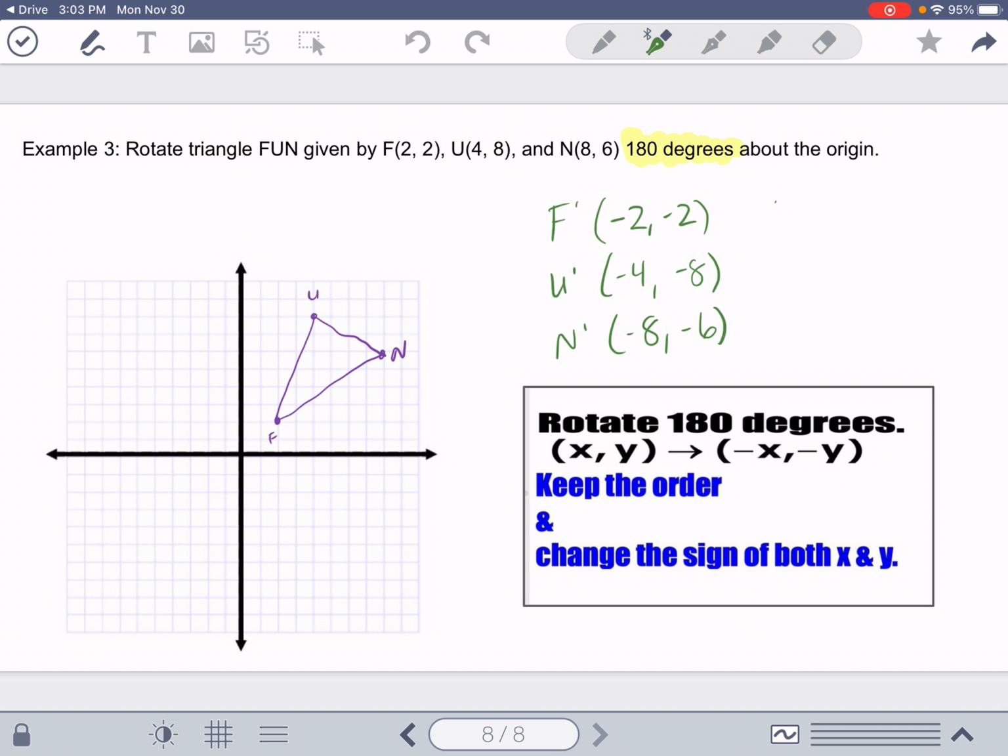So now I'm going to graph. There's F, U, N. These are all little primes. And I'm done.